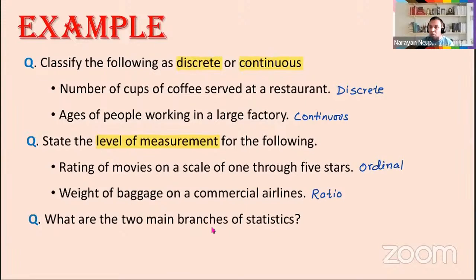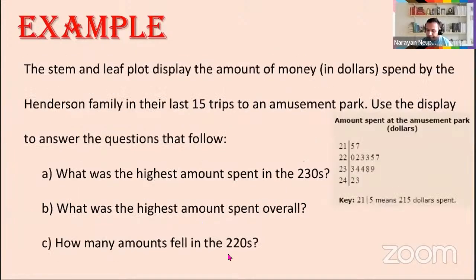What are the two main branches of statistics? So if you think of two main branches of statistics, they are descriptive statistics and inferential statistics. So let me write that down. Descriptive and inferential statistics. Okay, that's our first example. Let's move on to second example.